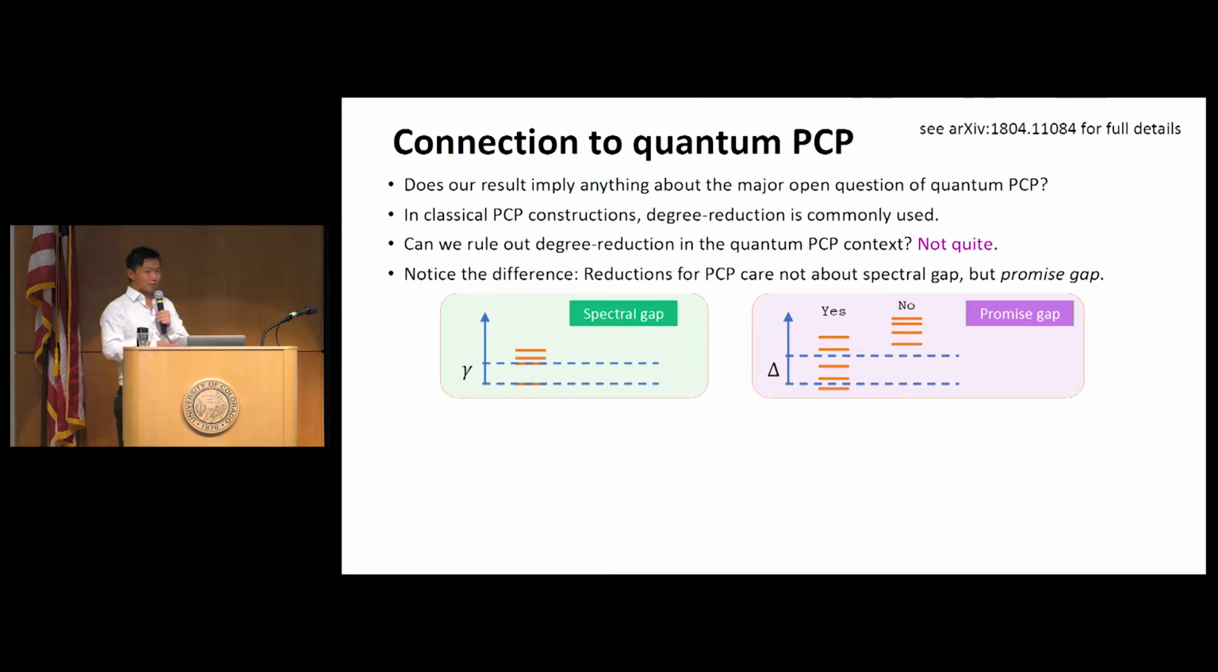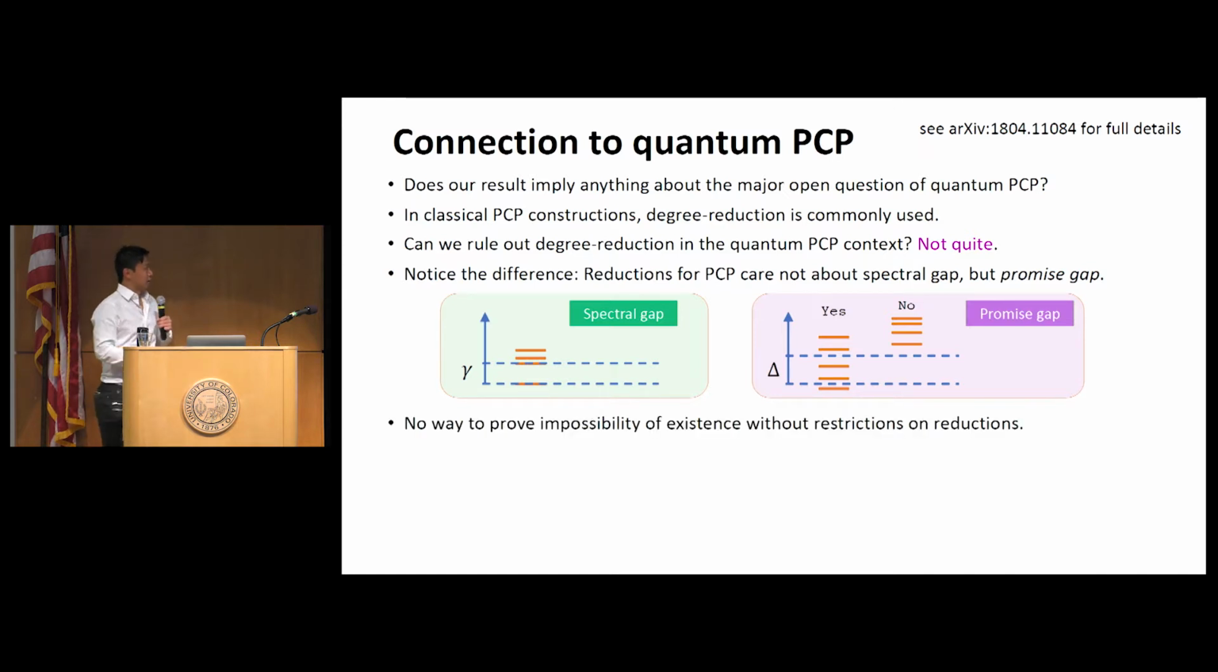The difference is that the spectral gap is the difference between the lowest two eigenvalues of any given Hamiltonian, but the promise gap is the promised difference between two classes of Hamiltonians, the yes instances and the no instances. And they're very different. Now, there always exists a trivial Hamiltonian. If you know the eigenvalue of the original Hamiltonian, you can easily construct a one-local Hamiltonian that has the correct eigenvalue. So there's no way to prove impossibility of existence without further restriction on the reductions.